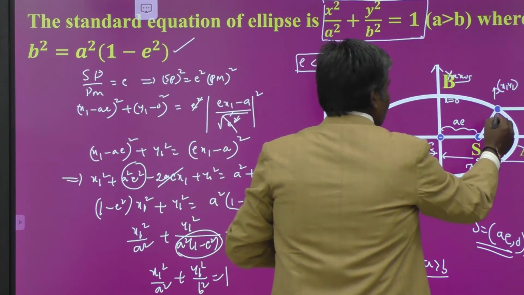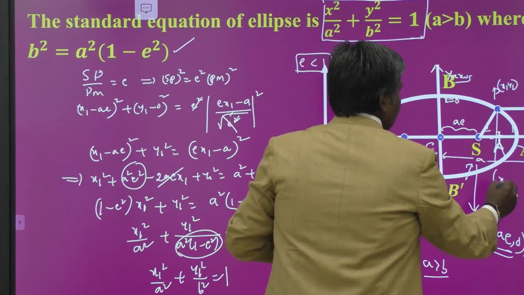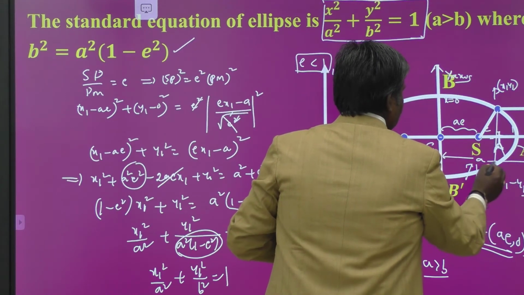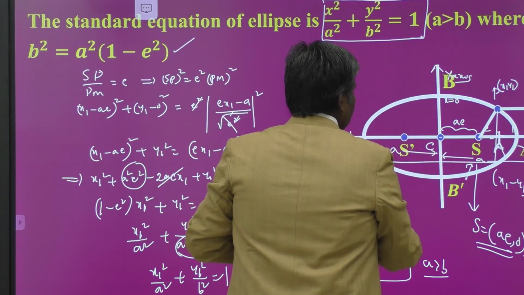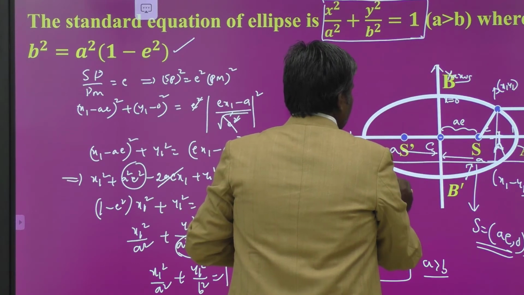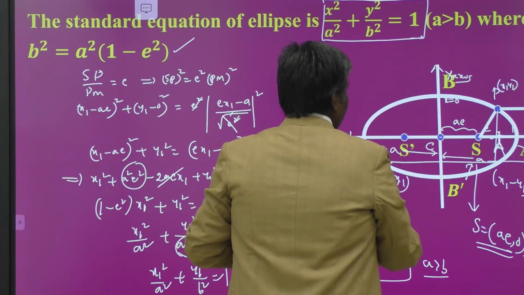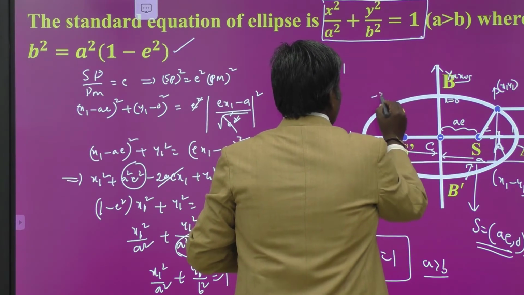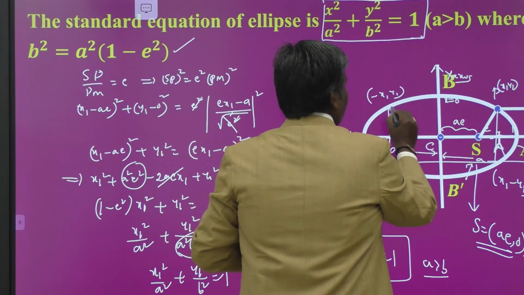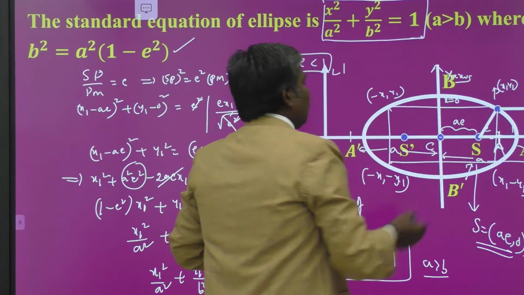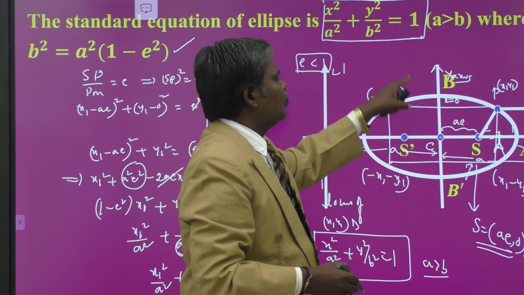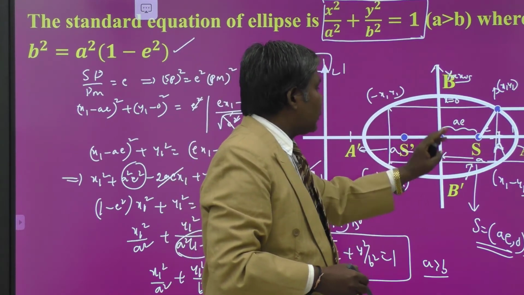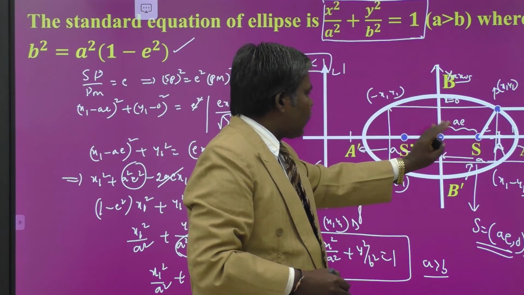If it is x1 comma y1, then x1 comma minus y1, and minus x1 comma y1. These 4 points lie on the ellipse. Therefore, the curve is symmetric about both x and y axis. Therefore, the curve is symmetric about the y axis also.